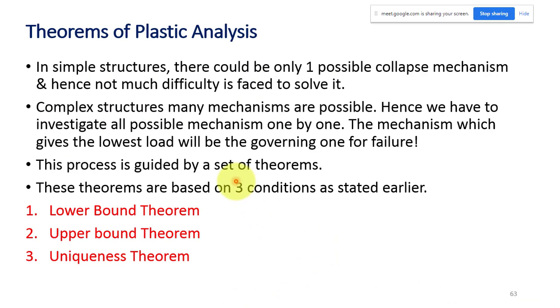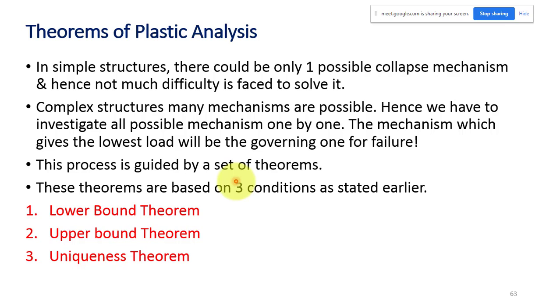Then we have the theorems of plastic analysis. In simple structures, like a simply supported beam or a cantilever beam, there could be only one possible collapse mechanism, not many. Hence it is not difficult to solve. We only have to check that one mechanism and apply the energy principle correspondingly. But in complex structures like frames or continuous beams, there can be many mechanisms, so we have to investigate all possible mechanisms one by one.